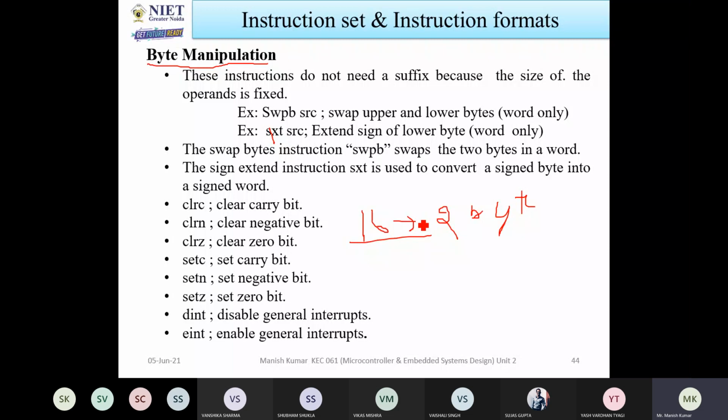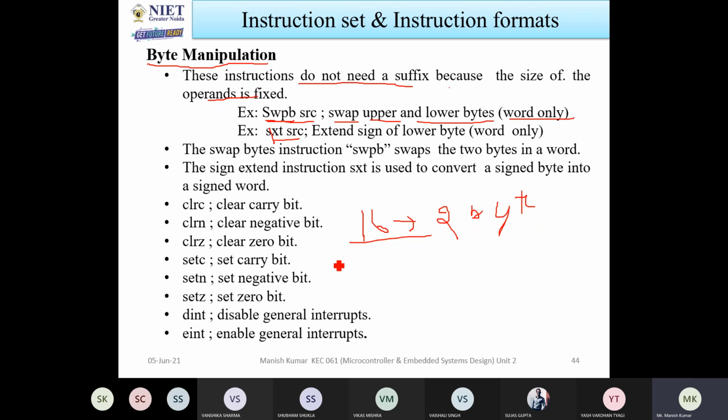Now there are two instructions available for byte manipulation. One is SWPB SRC and the other is SXT SRC. These instructions do not need a suffix because they operate on word size only. When we talk about SWPB SRC, in place of the source, any register can be used, from R0 to R15. SWPB SRC means swap upper and lower bytes, word only.